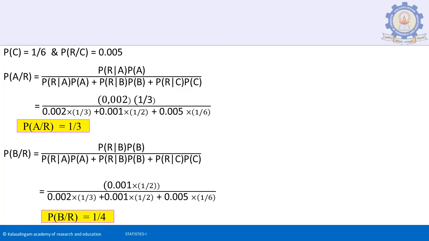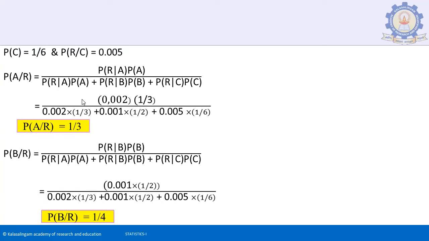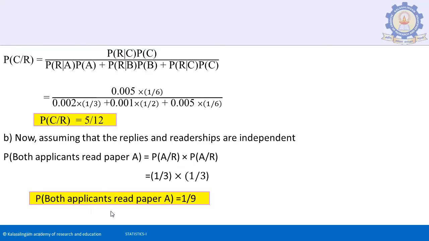Then P of A given R is equal to P of R given A into P of A, divided by the total. Substitute the values and you will get the answer: P of A given R is equal to 1 by 3. Then P of B given R is equal to P of R given B into P of B, divided by P of R given A into P of A plus P of R given B into P of B plus P of R given C into P of C. Substitute the values and you will get the answer 1 by 4.